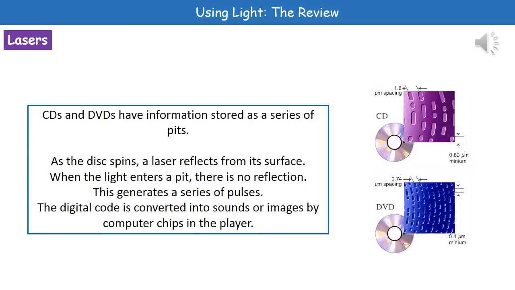So when we put the disc into our player, it spins round, and then a laser is shone onto the surface. Now where it's obviously the nice flat shiny surface, the laser then reflects back, but whenever that light enters a pit, we get no reflection. So what we actually generate from the surface of our disc spinning around are a series of pulses. Now that's a digital code because it's either on or off, and it's going to be converted into the sounds or images by the computer chips in the player.